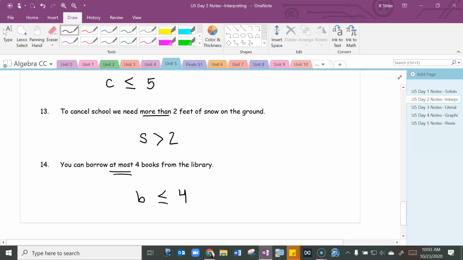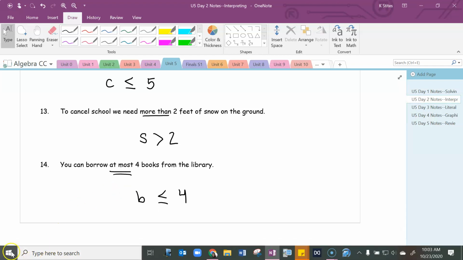All right, so that's how we interpret inequalities. We can see a lot of these inequalities are actually having to do with expressions we use in our everyday lives.